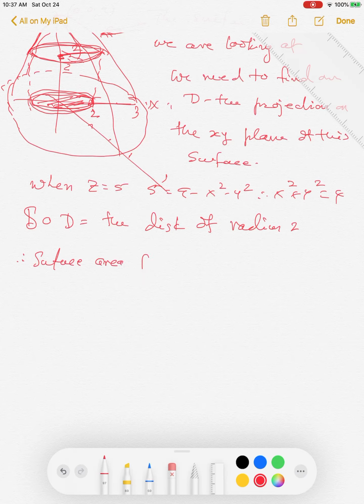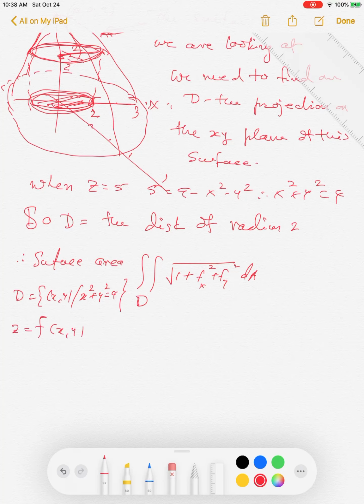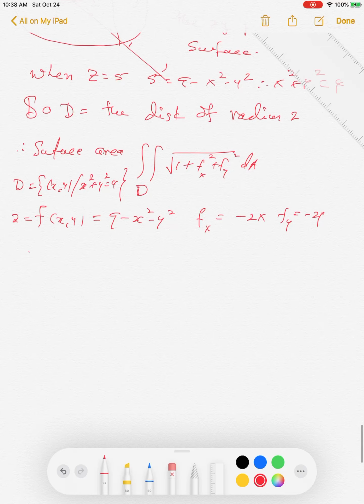Good. So therefore surface area is going to be integral on this D. So D is going to be set of all points x, y, for which x square plus y square is less than or equal to 4. And what you are integrating is root 1 plus f_x square plus f_y square dA. So now let's look at what is f_x and f_y. So f of x, y is z, which is 9 minus x square minus y square. So f_x is going to be minus 2x, f_y is minus 2y.